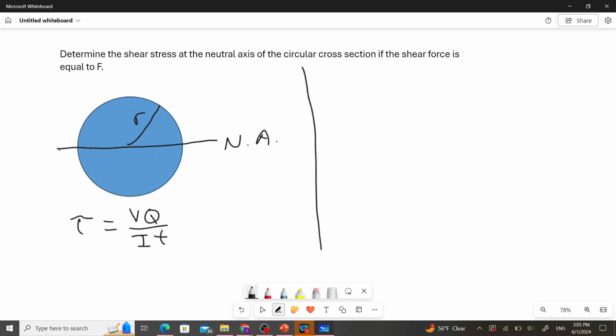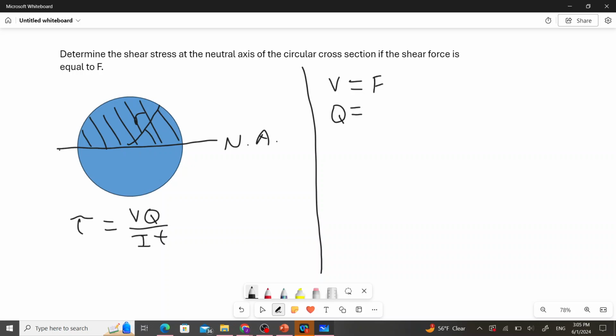So let's come up to the other side here. We know that the problem says that the shear force is equal to F, so V, we can call that F. To get Q, if we're looking at the neutral axis, we know that Q is going to be the area to either side of the neutral axis, which is going to be half of a circle. You could look either at the top or the bottom. They're both half of a circle, right?